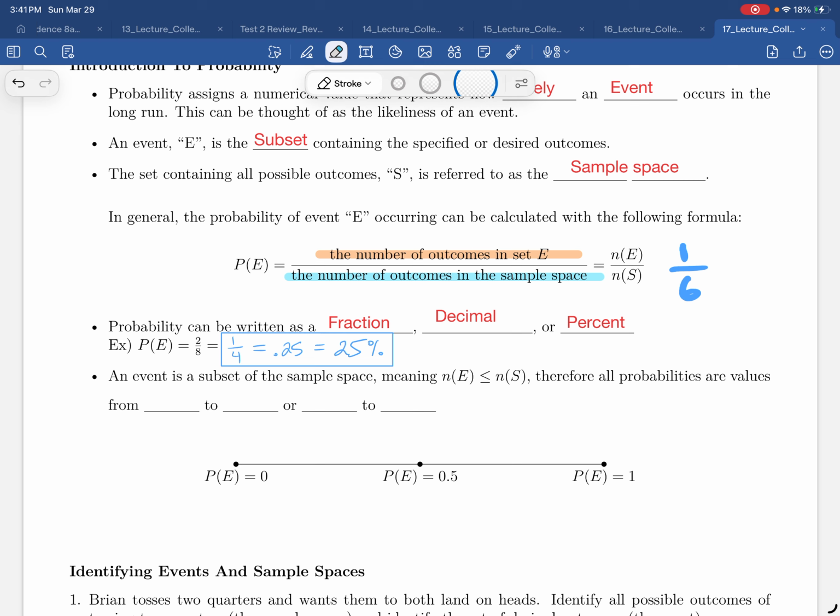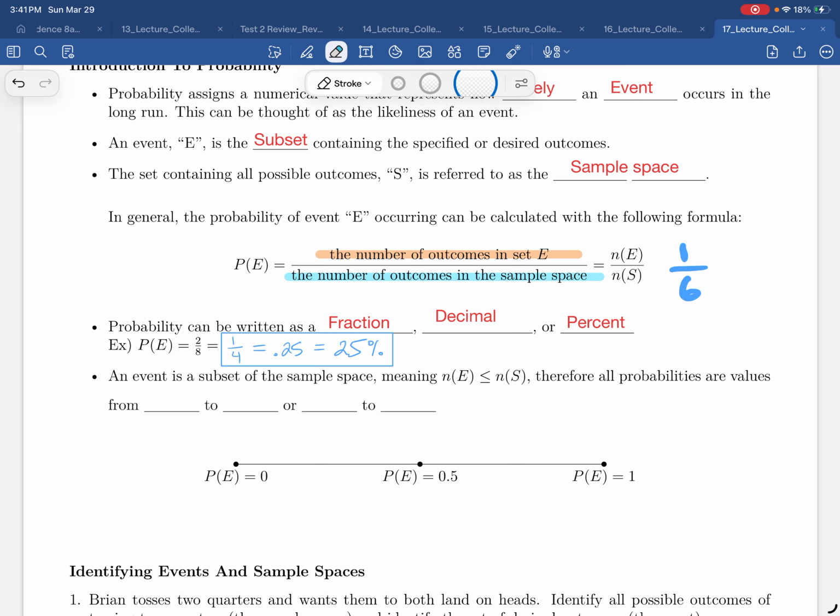And so in general, the probability of event E occurring can be calculated with this formula. The number of outcomes in set E divided by the total number of possible outcomes, or the number of outcomes in the sample space. So if you're looking for the probability of rolling a 3 on a standard 6-sided die, well, there's 1 three out of 6 possible sides.